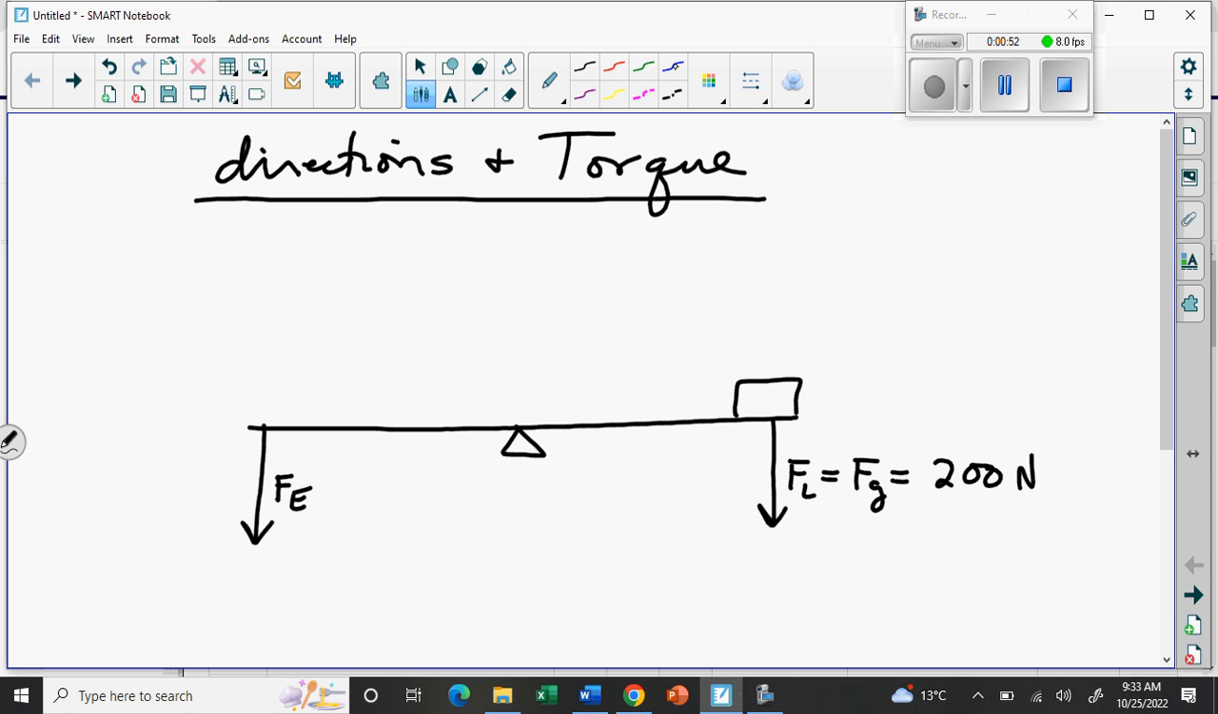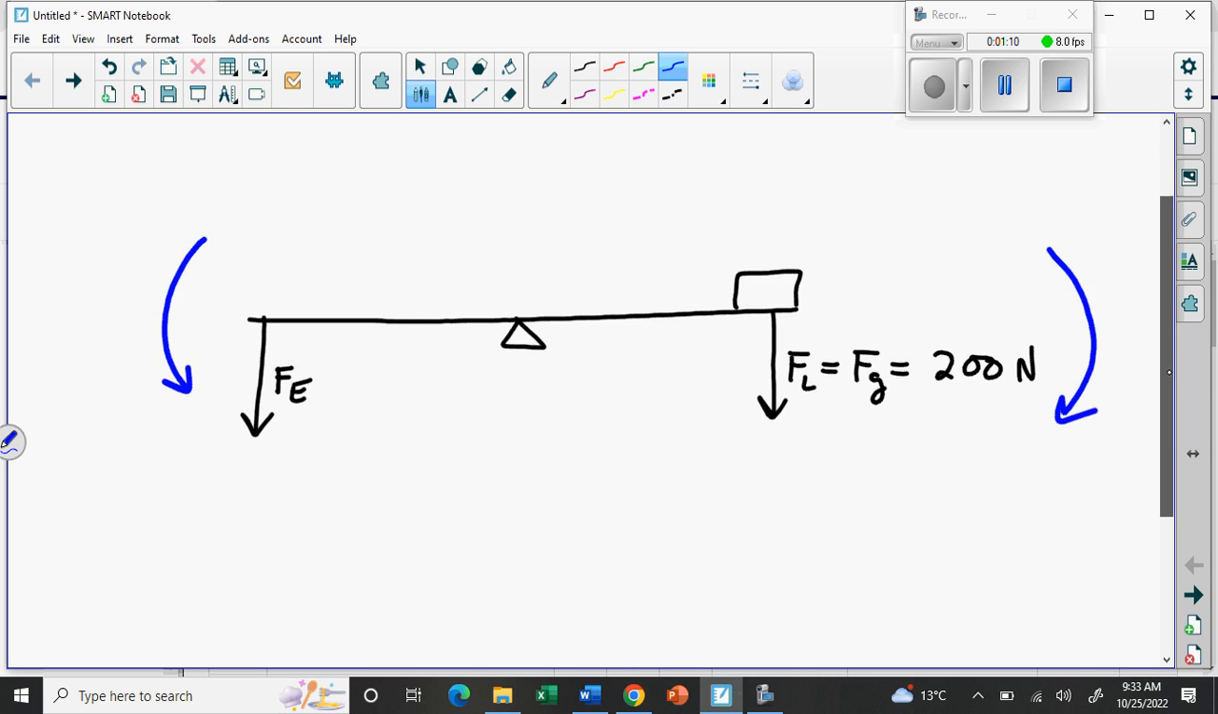And so the effort is trying to make everything go this way, and the load is trying to make everything sort of go this way. And you can see that those are two opposite directions, right? The effort is counterclockwise, and the load is clockwise. Okay. Now, how do we put it together?